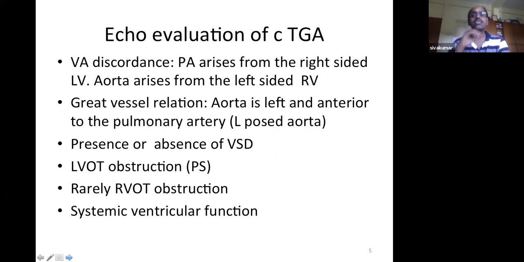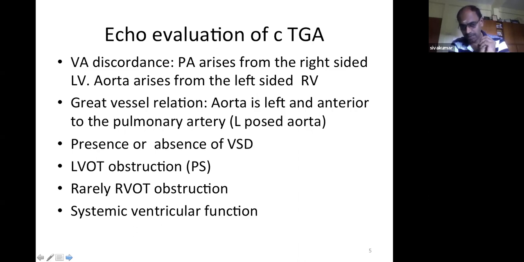In VA discordance, pulmonary artery arises from the right-sided left ventricle and aorta arises from the left-sided right ventricle. Very common to have left and anterior aorta and right and posterior pulmonary artery. This is the commonest great artery relationship in corrected transposition. Very rarely you can have side-by-side great arteries where aorta is on the left side and pulmonary artery is on the right side. And sometimes aorta can strictly be anterior and pulmonary artery can strictly be posterior, but common malposition is L malposed aorta.